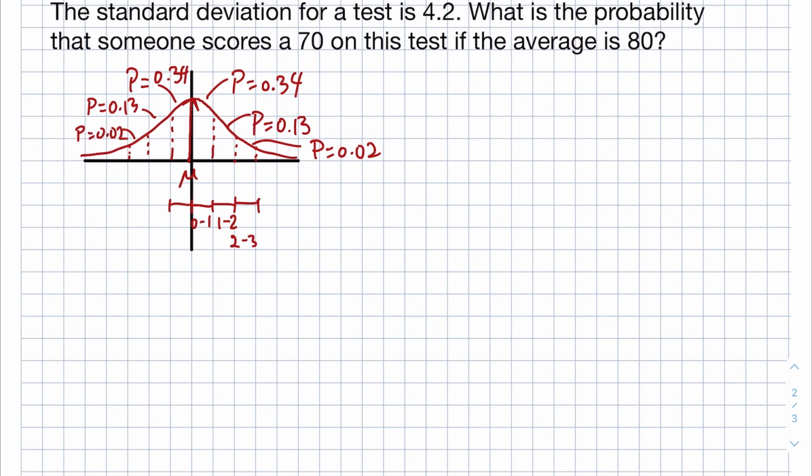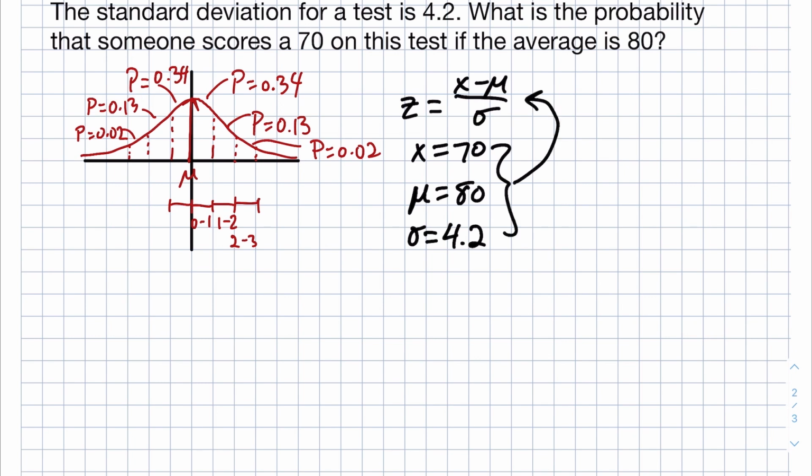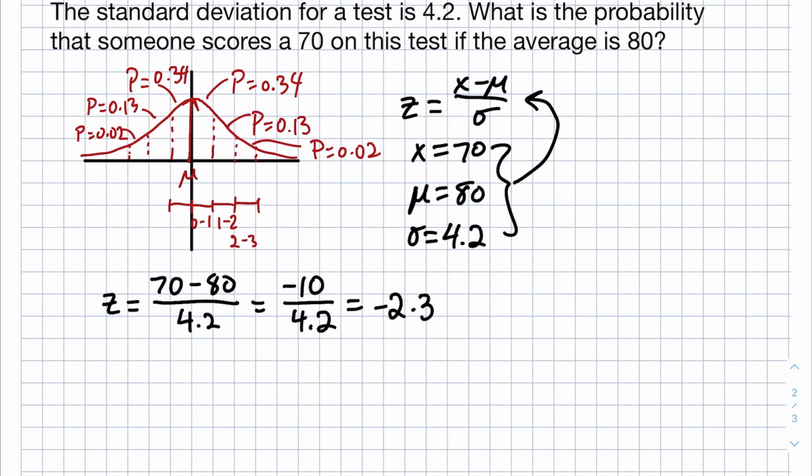In order to find how many standard deviations away from the mean we are, we need to find the z-score. And we know the formula for the z-score is this. We're given that x is 70 in the question, the mean is 80, and the standard deviation is 4.2. So we can just put that all into there, and we get z is equal to 70 minus 80 all over 4.2. The numerator is negative 10, and using a calculator, we find that this is equal to negative 2.38.